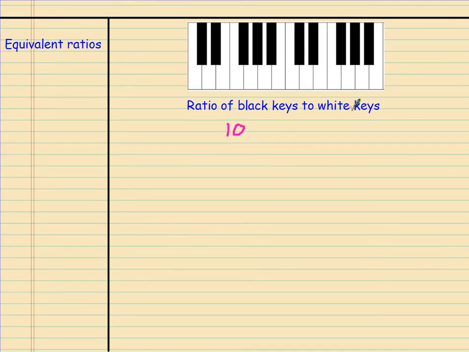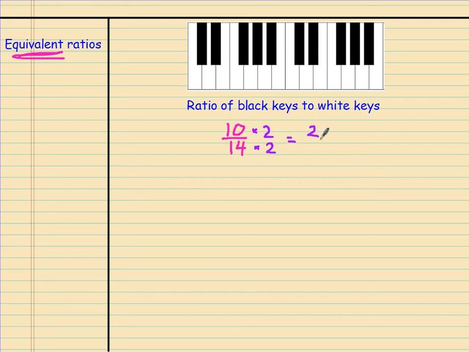How many white keys are there? 1, 2, 3, 4, 5, 6, 7, 8, 9, 10, 11, 12, 13, 14. 14 white keys. And notice, I'm writing this as another way, the fraction way. We can write 10 black keys to 14 white keys. And equivalent ratios, if you can remember, when we were looking at equivalent fractions, we were just multiplying and dividing the denominator and numerator by the same number. So we can just find a number, any number. I'm going to pick 2.